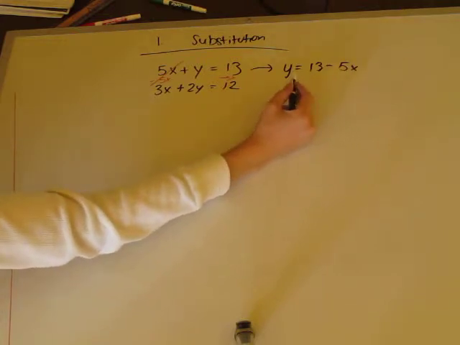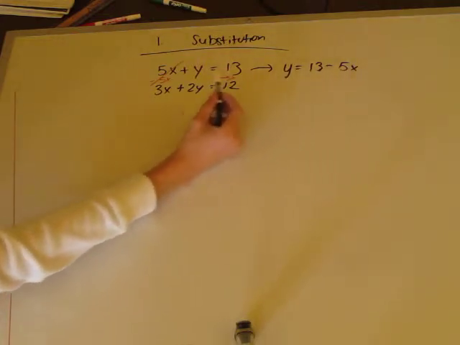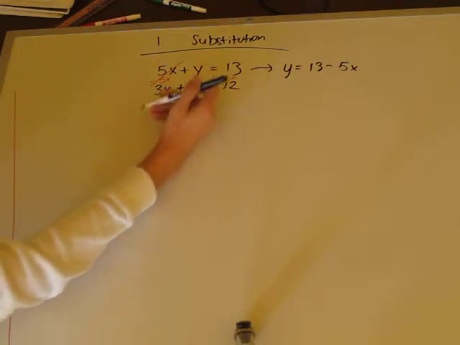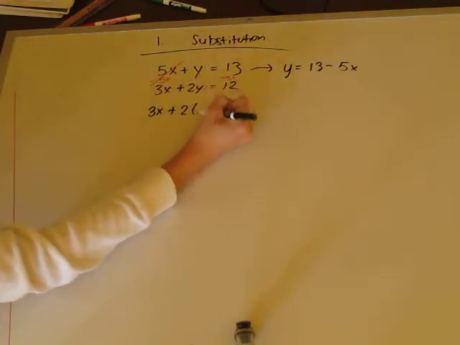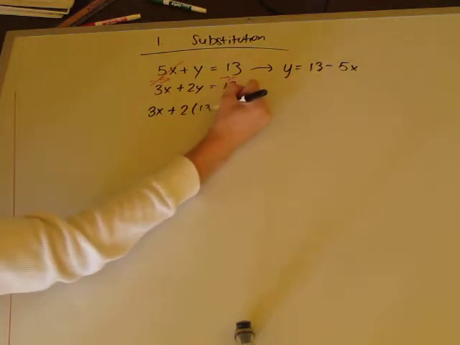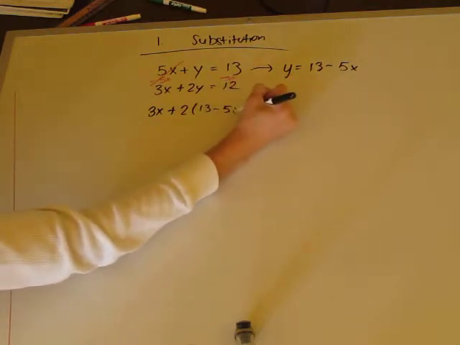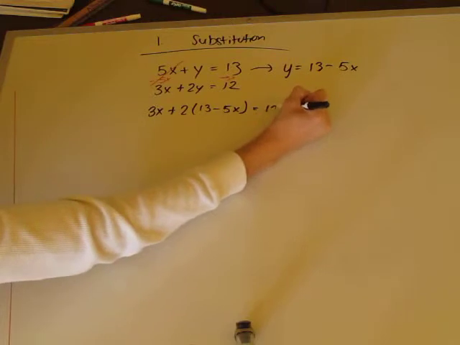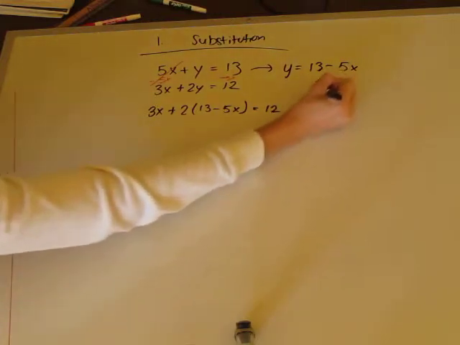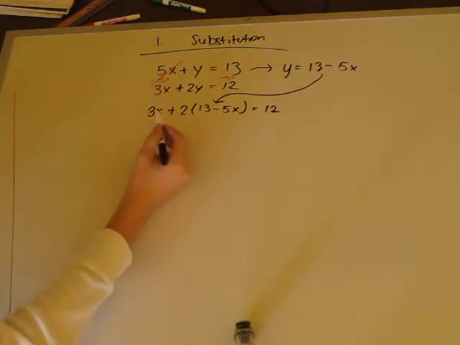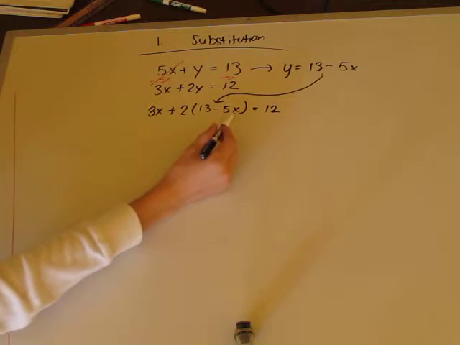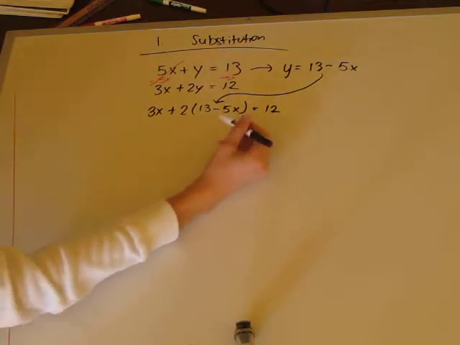So we're going to plug this value of y not into this equation, but into the second equation. 3x plus 2y, where y equals 13 minus 5x, equals 12. So we plug that in right there. So now you can see all we have are x variables. We don't have y variables anymore, so it's easy to solve for x.